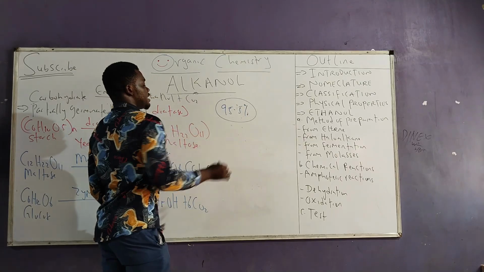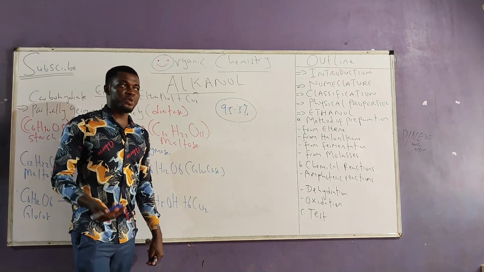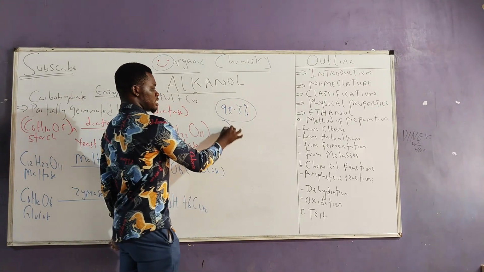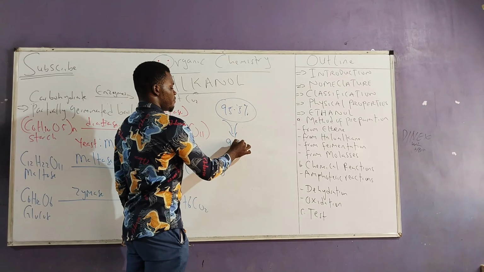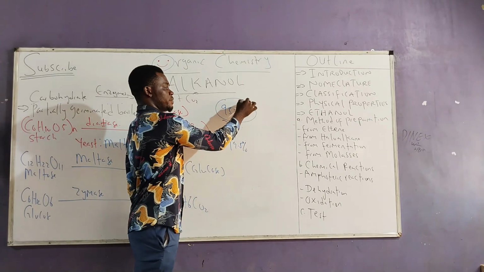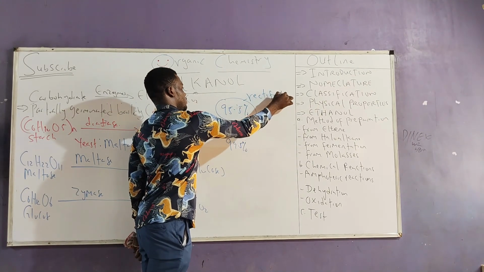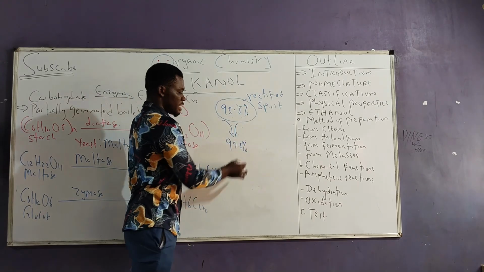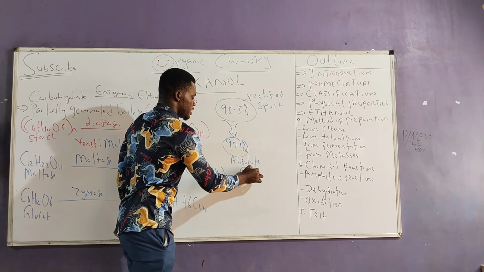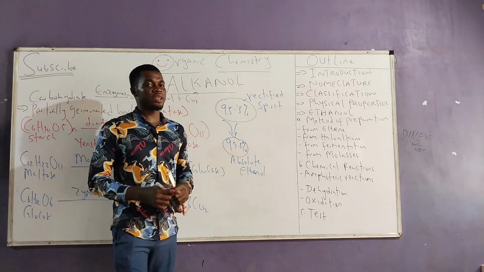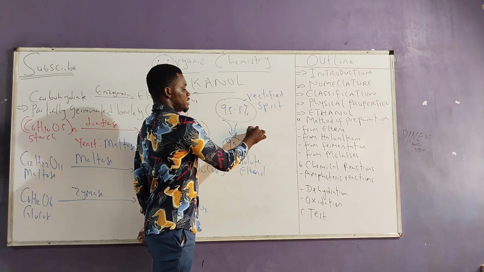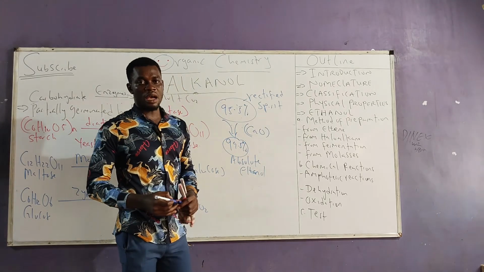Now, this impure ethanol, I can increase its purity by fractional distillation. So I can increase it to a percentage of, let's say, 99.5%. Ethanol of 95.5% is known as rectified spirit, while ethanol of 99.5% is known as absolute ethanol. So I can further increase the purity of ethanol by fractional distillation with a dehydrant. The dehydrant typically used is calcium oxide.